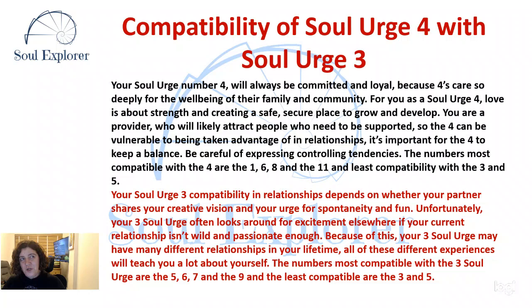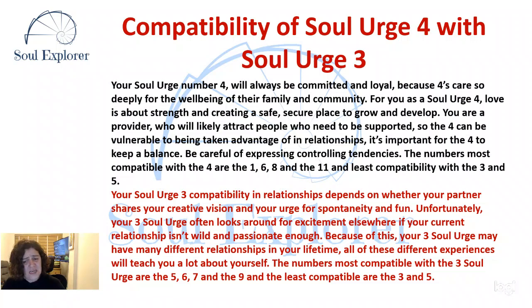So, for the 4, the 3 can be a little bit too scatty, maybe a bit lazy at times, creative and messy, and too social and over the top for the 4. And for the 3, the 4 can be like a stick in the mud to them. Everything's got to be in line. He never has fun, he never relaxes. You can see the dynamics between a soul urge 4 and 3 can be a bit difficult.